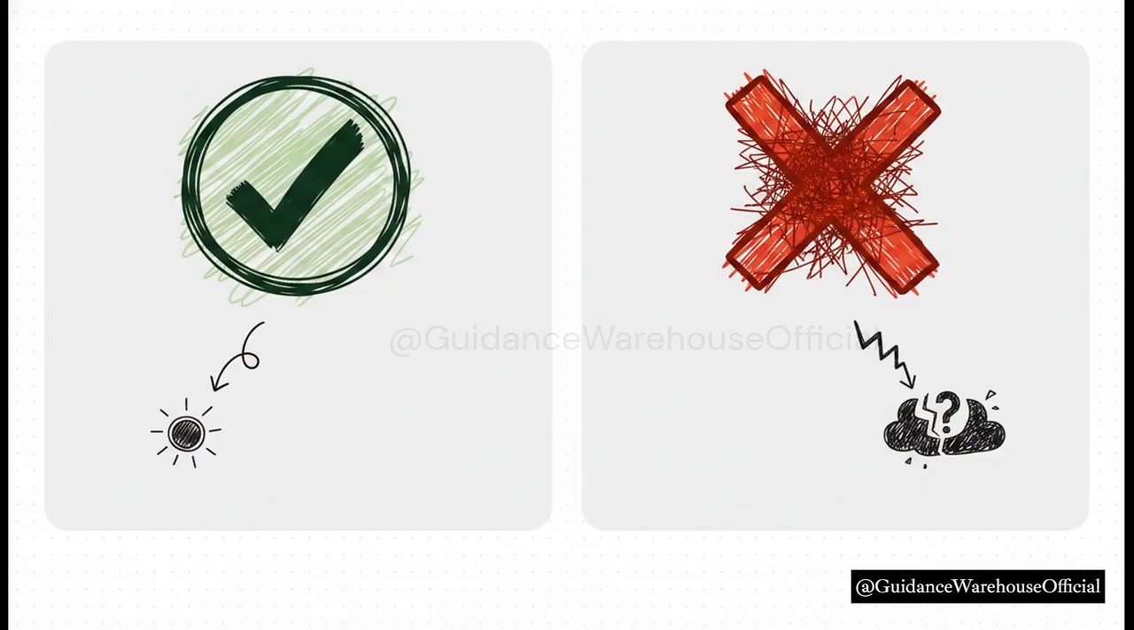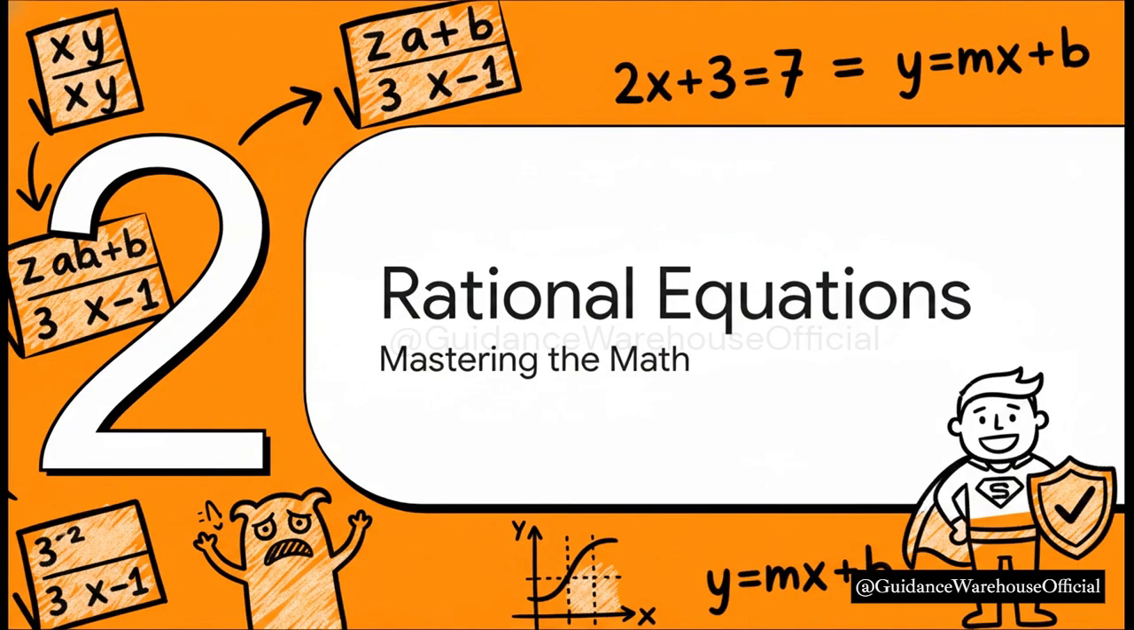These result in a totally false statement, which means there is literally zero solution. So if your algebra leads you to something crazy like -15 equals -20, hey, you haven't made a mistake. You've just found yourself an inconsistent equation. Section 2. Mastering rational equations.